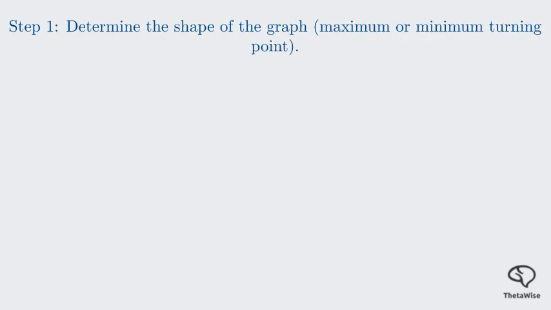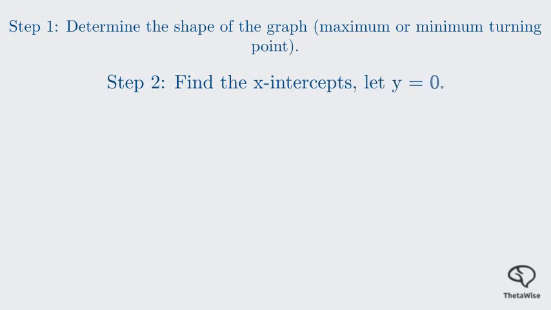This means figuring out if it has a maximum or a minimum turning point by checking the sign of the a coefficient. Step 2. Find the x-intercepts. Remember, we do this by setting y equal to 0 and solving the resulting quadratic equation for x. We're looking for where the graph crosses the x-axis.